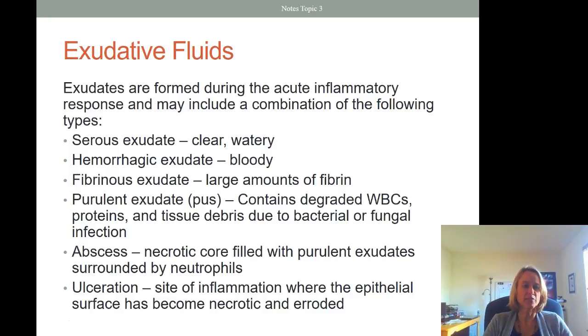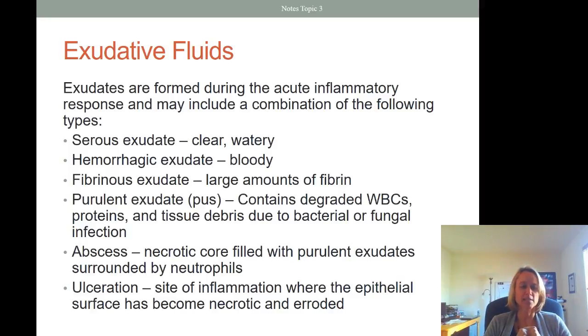Okay, exudative fluids. So these are those fluids that can leak out during an acute inflammatory response. And there's a variety. If you just know essentially what they are, that's sufficient. So a serous exudate is clear and watery. Hemorrhagic is bloody. Fibrinous, it has a lot of fibrin. Purulent or pus, that has white blood cells, and that's due to bacterial or fungal infection.